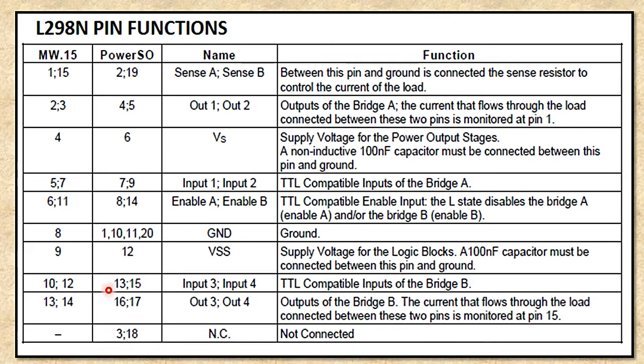Pin number 10 and 12 are TTL compatible inputs of the bridge B. Pin 13 and 14 are the out 3 and out 4. These are the outputs of bridge B. The current that flows through the load connected between these two pins is monitored at pin number 15.